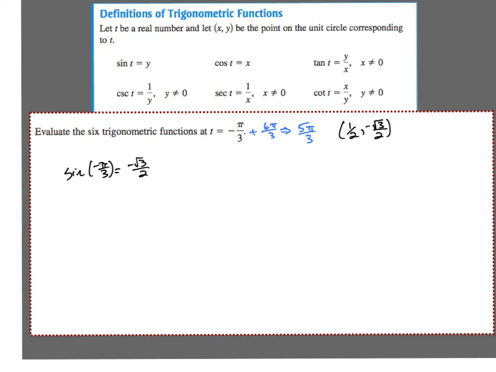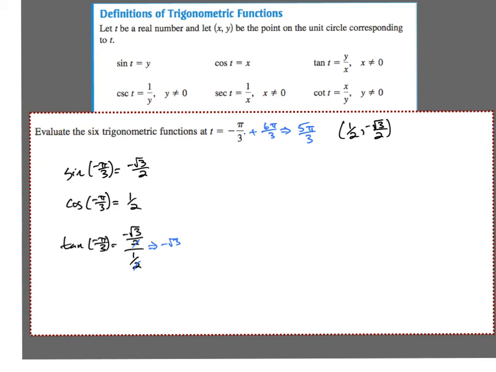And then cosine deals with the what? The x. So what's my x? 1/2. And then tangent. Tangent deals with what? My y over x. So I have negative square root 3 over 2 over 1/2. But what happens? The 2's cancel. So what am I left with? Negative square root 3. All right.